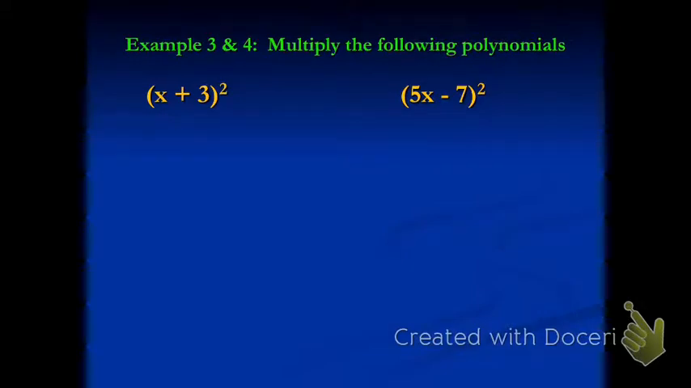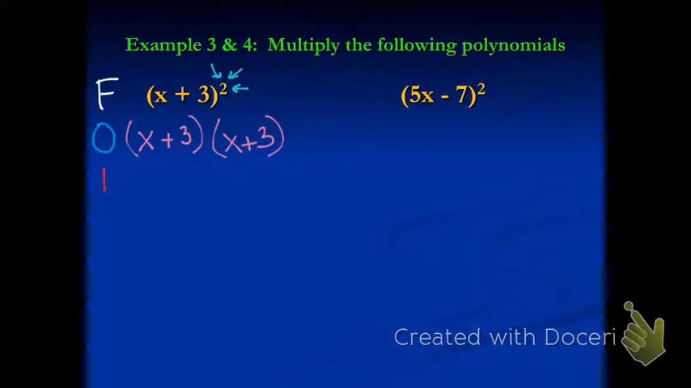Okay, now for examples 3 and 4. Examples 3 and 4 are a little bit different from the last ones in that we only have one polynomial, one set of parentheses, except you see that exponent of 2. What that tells us is that you have x plus 3 times itself, something to the second power. And you're going to do the exact same thing that we just did on the last ones. You're going to FOIL.